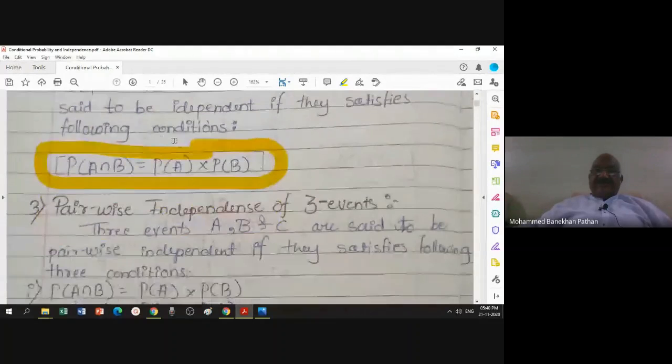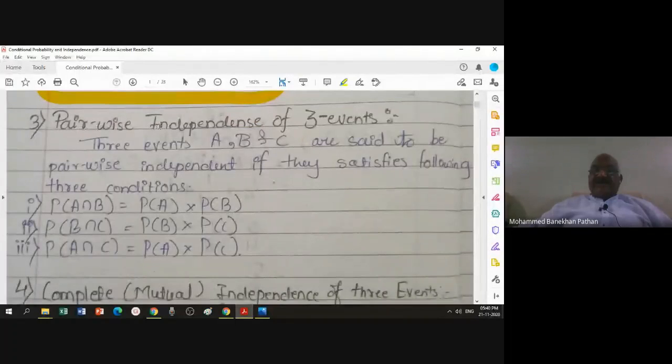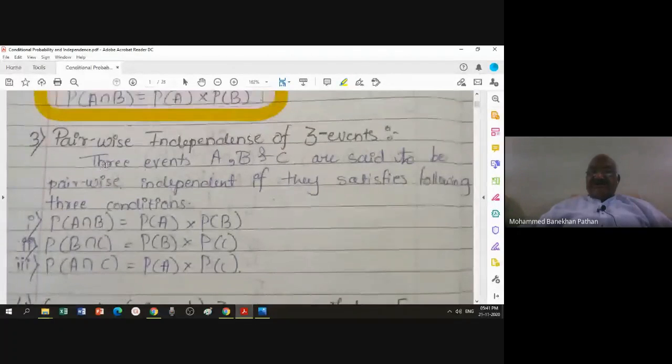I generalize this for three events: pairwise independence of three events. Three events A, B, and C are said to be pairwise independent if they satisfy the following three conditions. The answer comes from this word, pairwise. I want to check independence of three events by making pairs. So for three events, there will be three possible pairs: A with B, A with C, lastly B with C. So for every pair, I will apply this condition. Let us check.